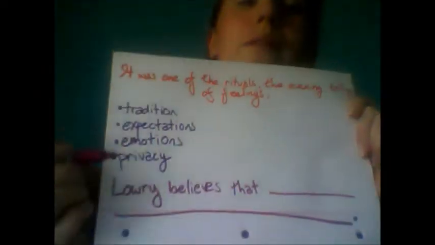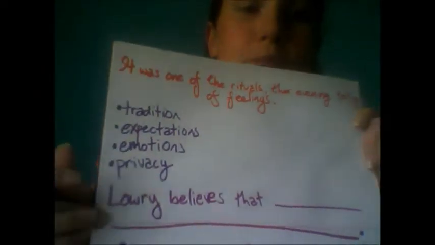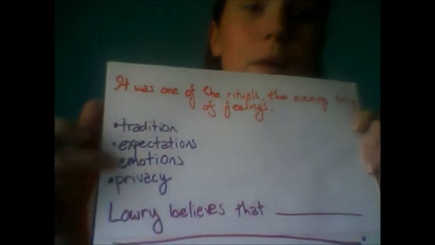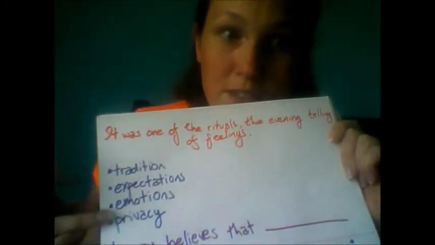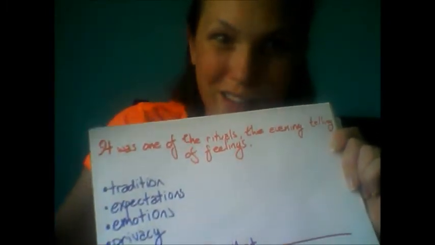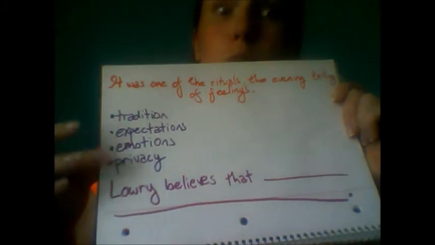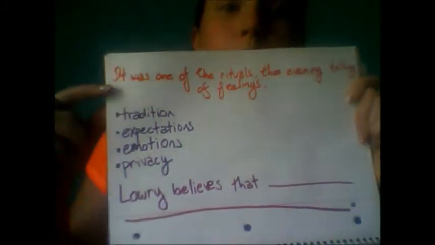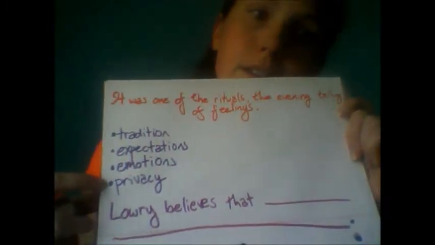So now I want to take one of these and decide what I'm going to finish this sentence with. It's going to be about one of these. It could be about more than one of these. Like if two things were together, like if privacy and tradition were similar thoughts together, I could use two of the words for one thing, no problem. But I need to just focus on one right now while writing it. So it was one of the rituals, the evening telling of feelings. Well, I actually decided my privacy one is the best. So I'm going to think about how to finish up my sentence of Lowry believes that.